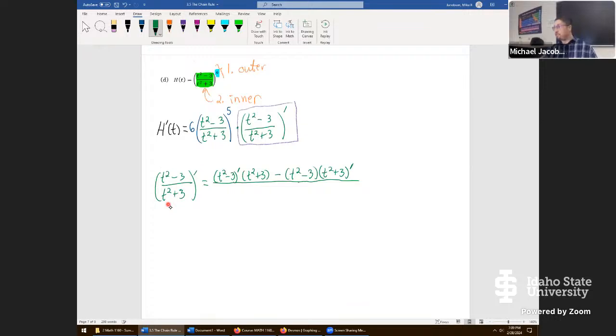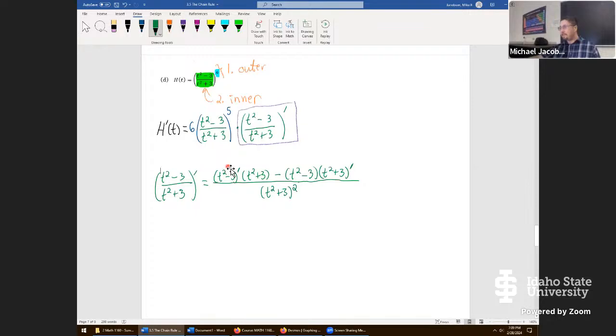And a prime to remind us we're differentiating that one. The denominator is t squared plus 3, and then to the power of 2. So there's our quotient rule. We'll crank this out, simplify it, plug it back here in purple, and then we'll simplify h prime of t. Well, any questions, folks, on the format at the moment?